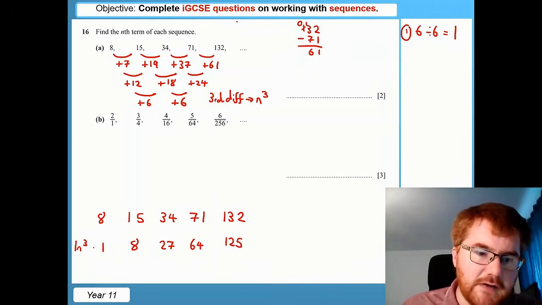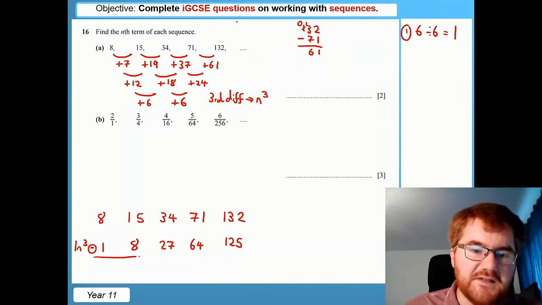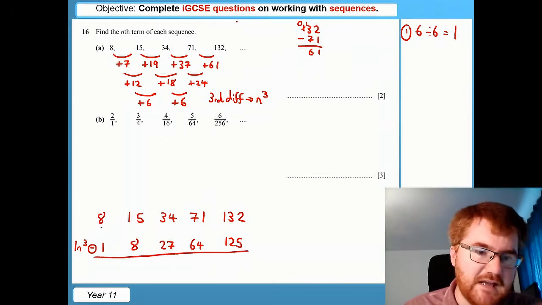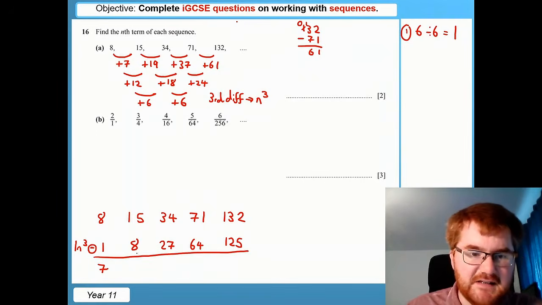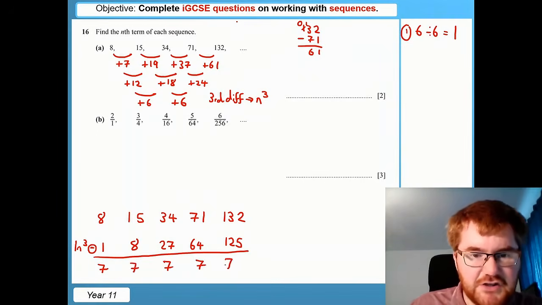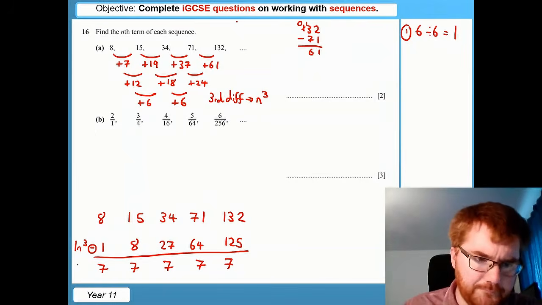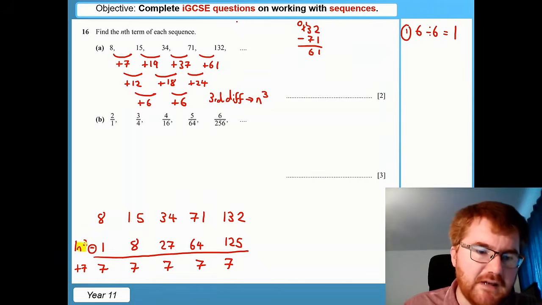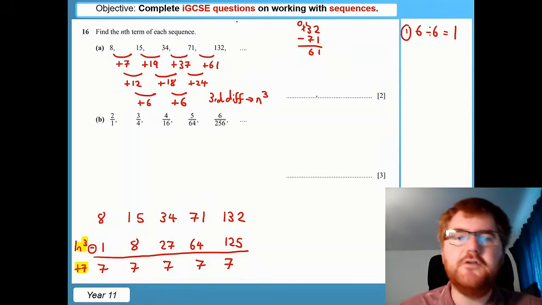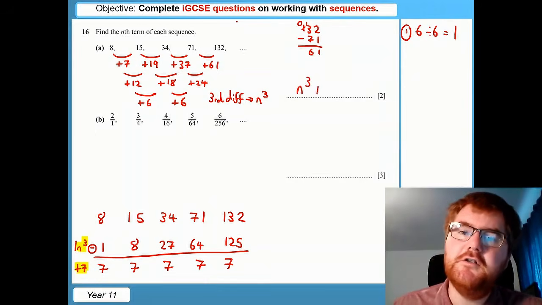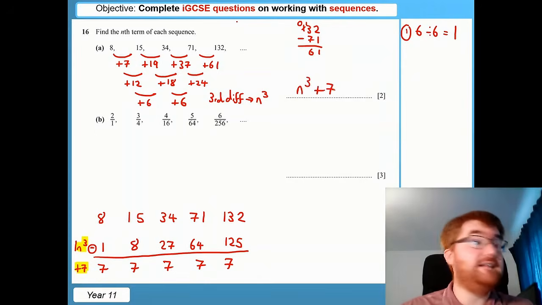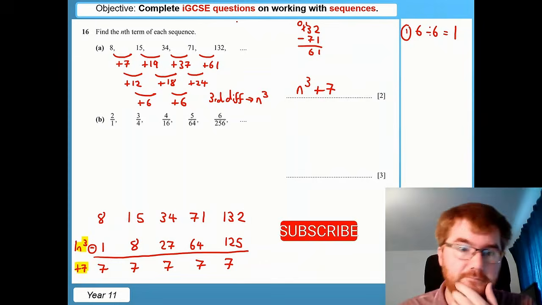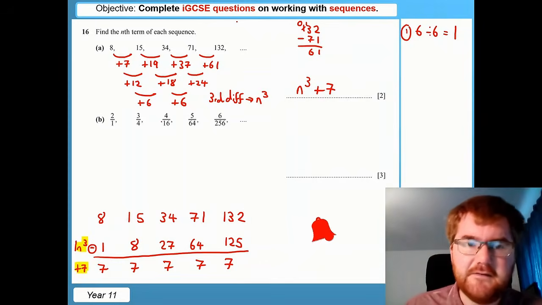And I'm going to subtract, like I did earlier, one sequence away from the other. So 8 minus 1 is 7, 15 minus 8 is 7, 34 minus 27 is 7. Notice we get 7 each time. That's very, very helpful. So we get a plus 7 here. And so our nth term is going to be built up by the n cubed here and the plus 7 together. So even cubic sequences, you can do in exactly the same way as how I did the quadratics as well. Here we have a slightly different question.